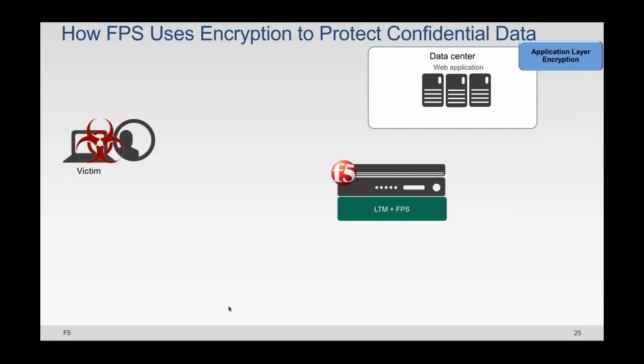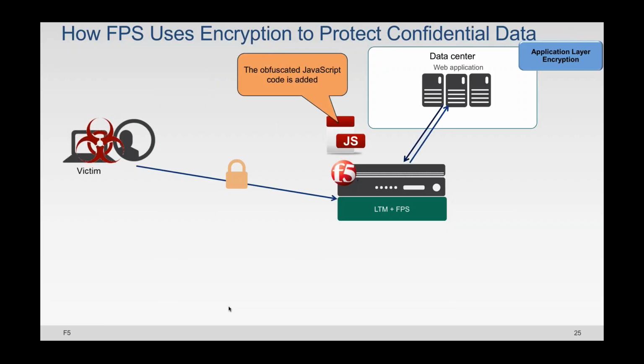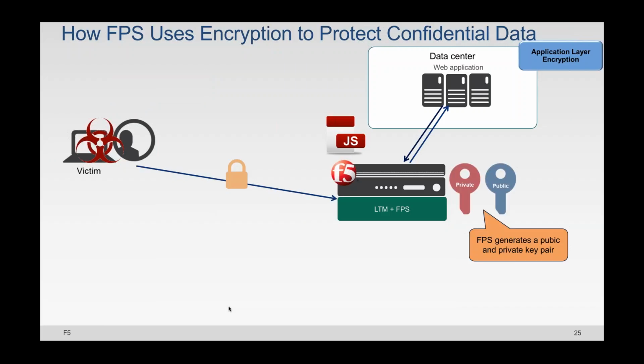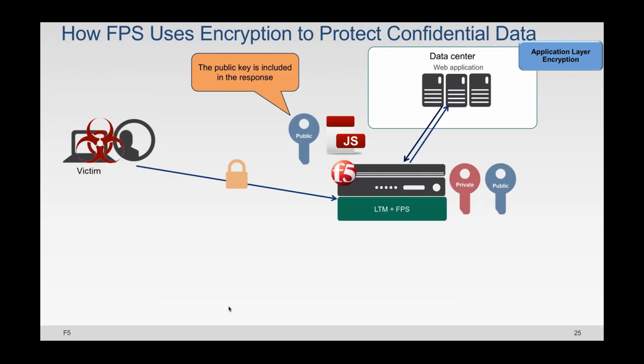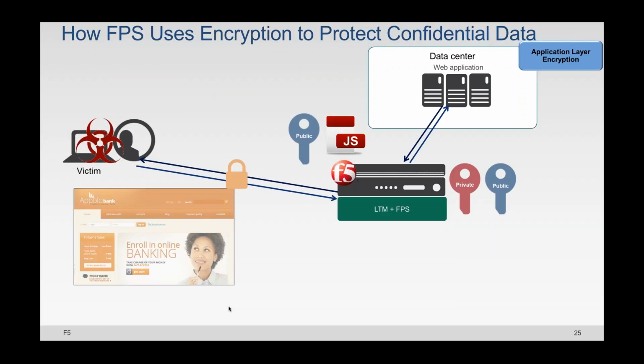So how do we deal with that? Well, in this example, we've still got the user infected with malware. The way that the user accesses the application is through the BIG-IP. So the normal traffic flow is the user sends a request through the BIG-IP. We send the request to the application. We get a response from the application, and we inject our security components. Along with those security components, we effectively have a private and public RSA key pair. We then send down the public key as part of the response to the client.